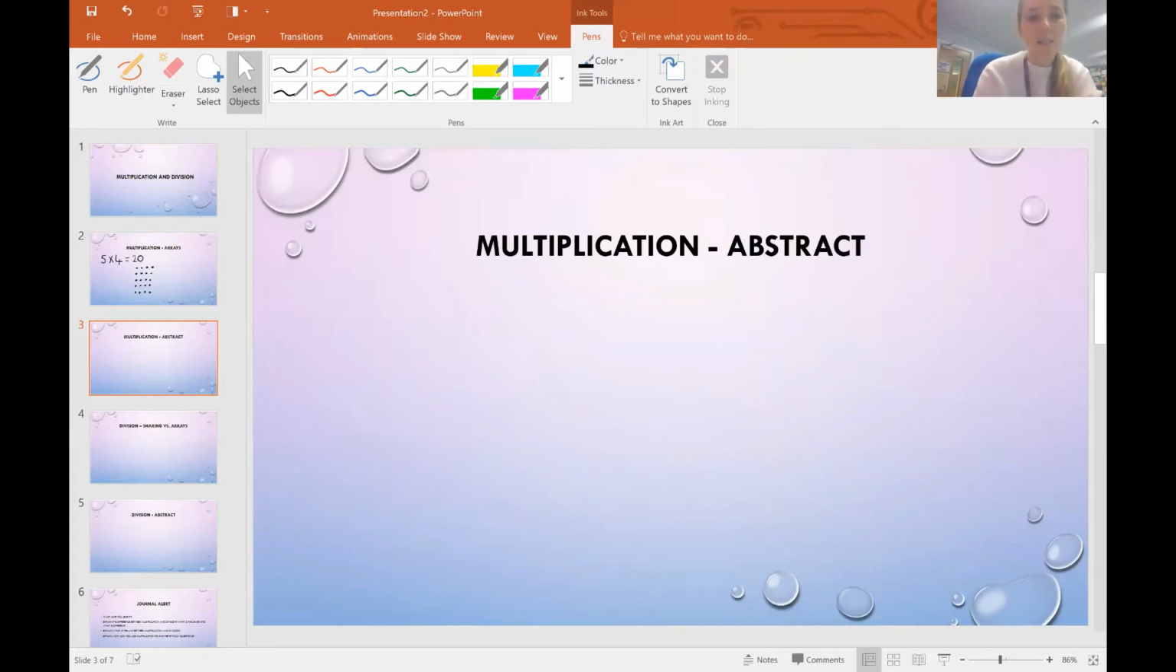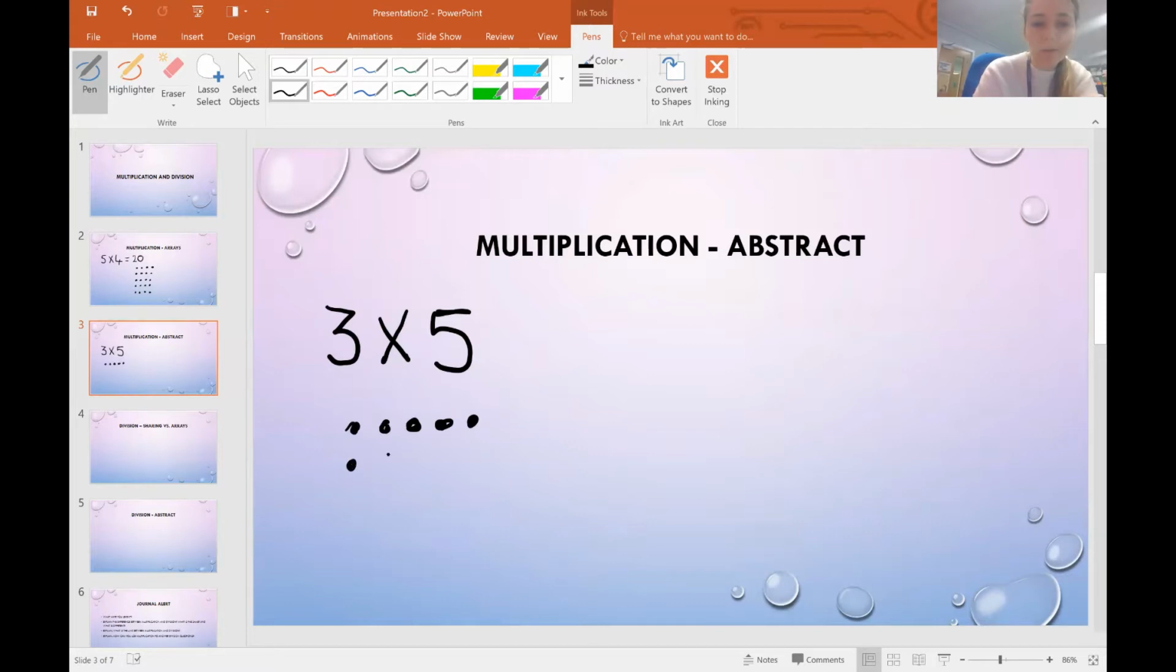So if we had the multiplication statement of 3 lots of 5, if I was going to draw an array, I would need to do 3 lots of 5. So I'll draw my 5, and I'd need to do that 3 times. So now I've got 5 3 times. 1, 2, 3. So again, I could count them all up, or I could just count in 5s, because I know that each row has 5. So I could say 5, 10, 15. So altogether, I've got 15.